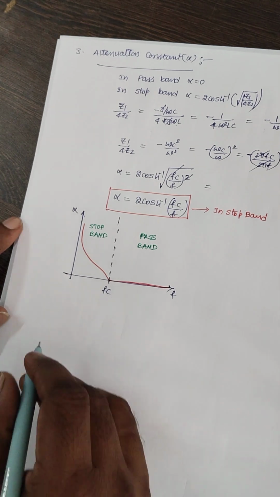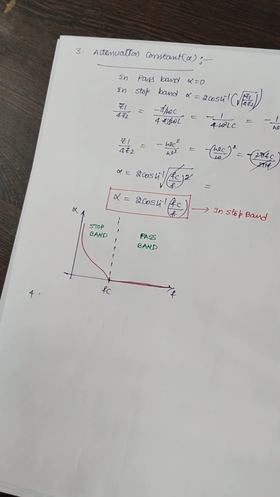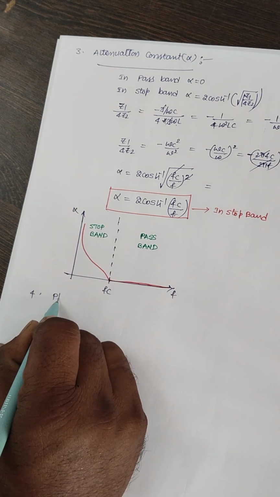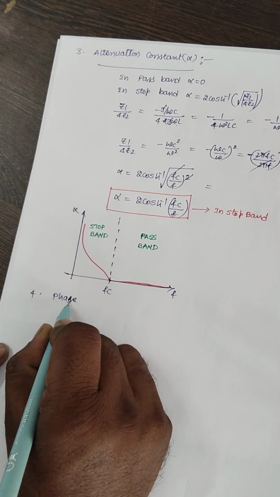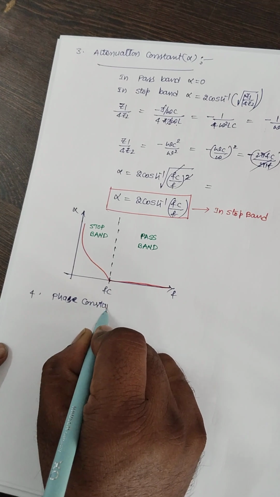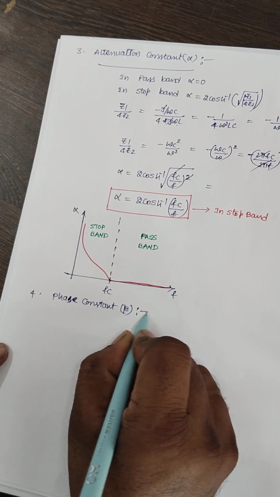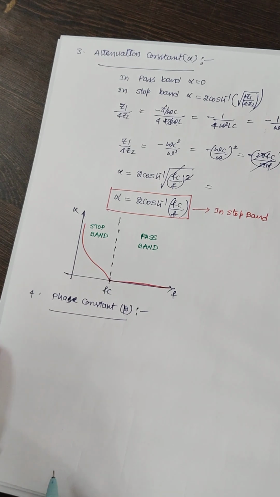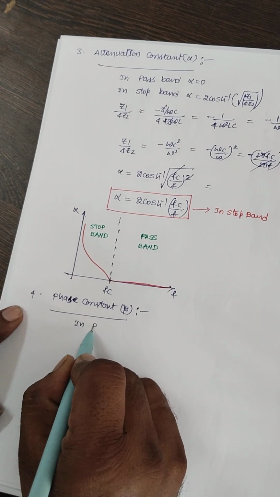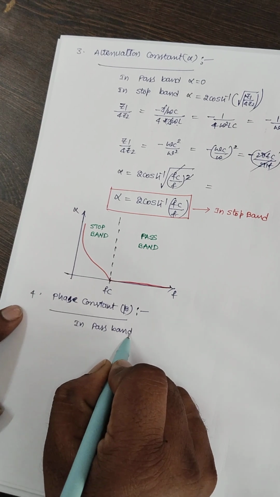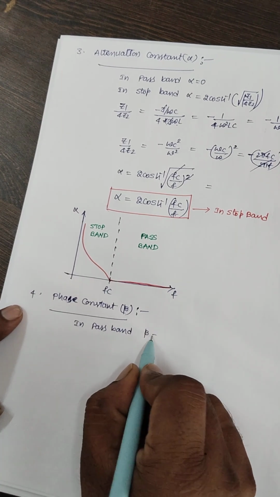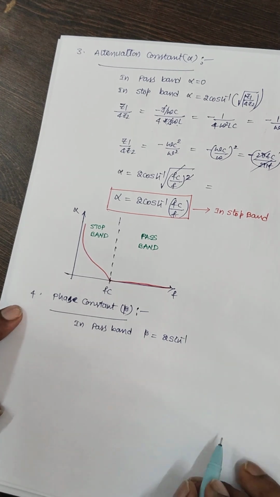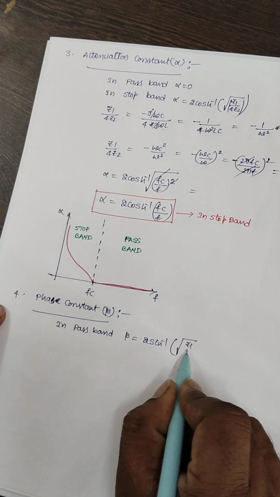Next, the fourth one is the phase constant. Let me find the phase constant here. The phase constant is represented with the letter beta. In the passband, alpha is equal to 0, and beta is equal to 2 sine inverse of square root of z1 by 4z2.